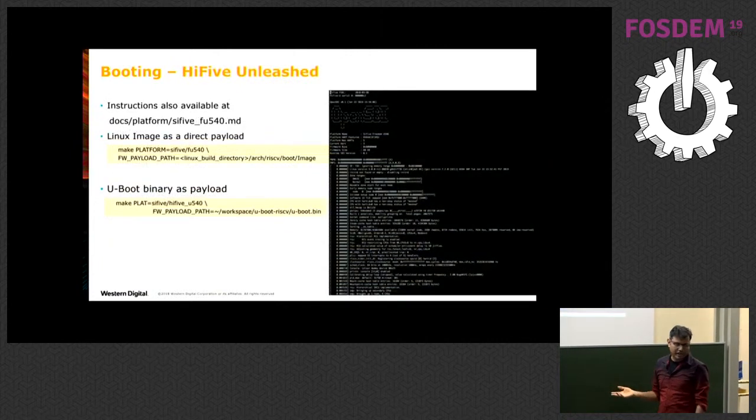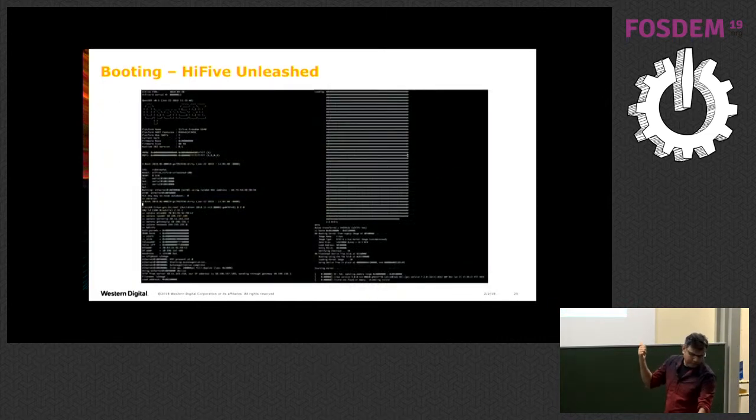A similar process applies to the HiFive Unleashed as well, where you just give your platform as the SiFive FU540 and your payload path as the kernel image, and for U-Boot, the same thing. And this is a screenshot of OpenSBI booting Linux directly. I don't think it's visible, but anyway, I have a demo, so don't worry. This is another screenshot, of OpenSBI booting Linux using U-Boot.